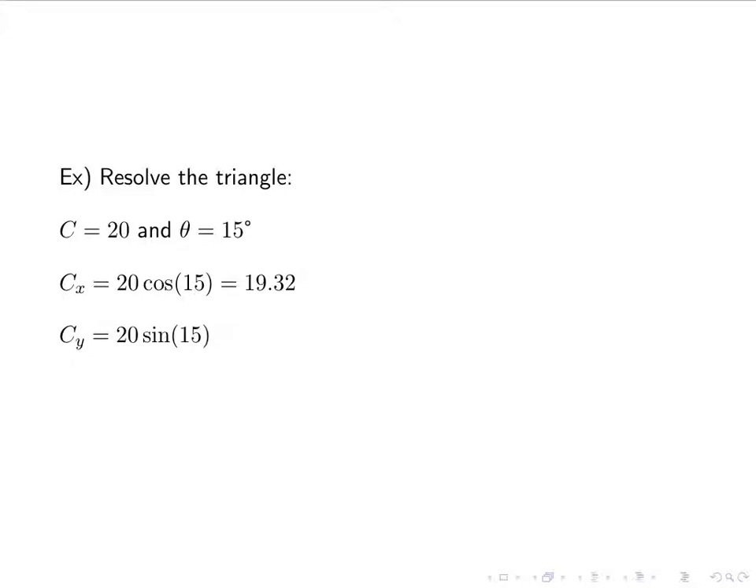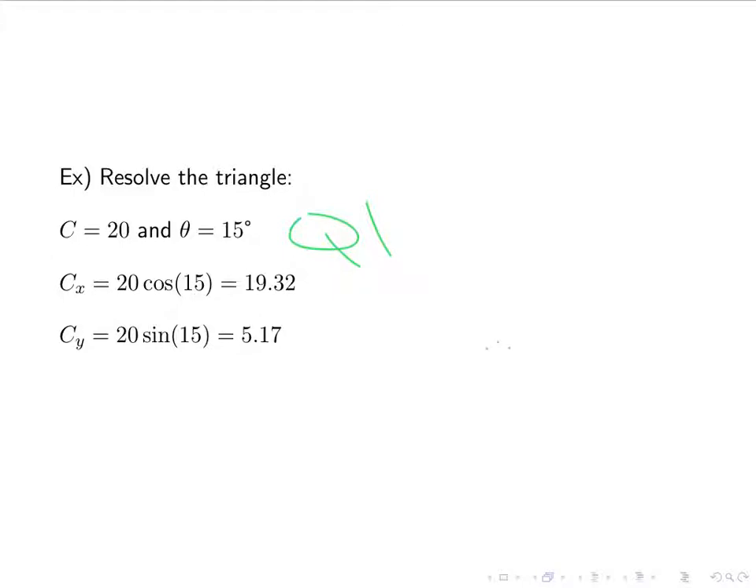Okay, so let's try another one. C is 20, theta is 15. C sub x is C cosine theta, 19.32. C sub y is C sine theta, which is 5.17. 15 degrees is quadrant 1. So both my C sub x and my C sub y are positive, so that makes sense.